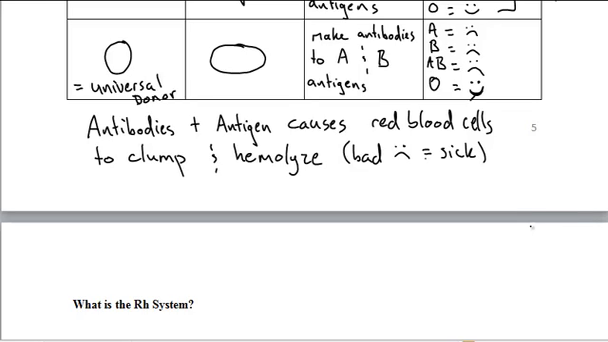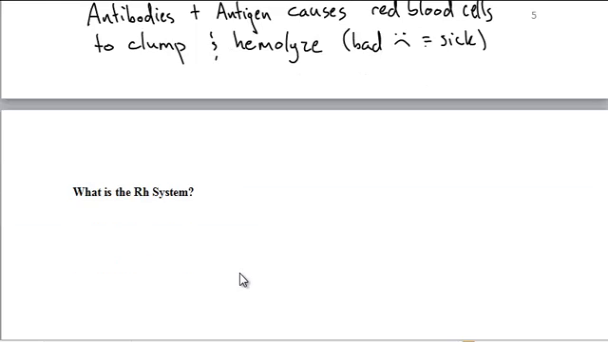But I mentioned the idea of being O negative, and some people are O negative or O positive, and the negative or positive refers to yet another protein that's on the cell surface called the Rh protein.